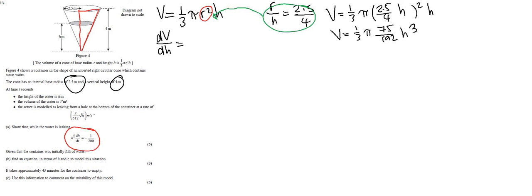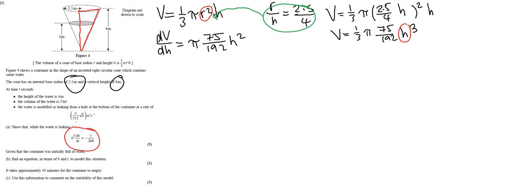Okay, so now we've got volume, and the only variable we have is now h. So we can differentiate that with respect to h. If we differentiate this, we'll have 3 times 1/3, so that's 1, times pi, times our fraction, 75 over 192, and that's just going to be h squared. So we've got dV by dh. Brilliant.